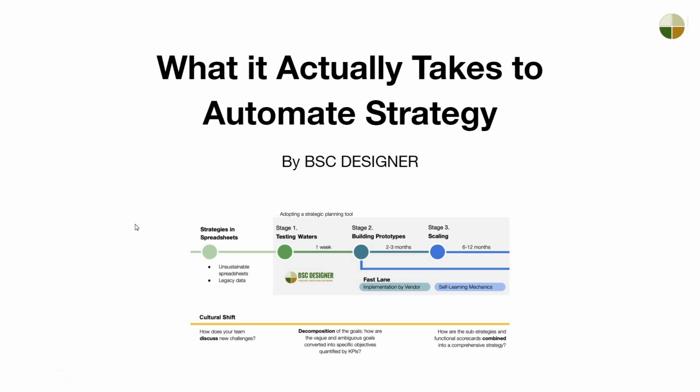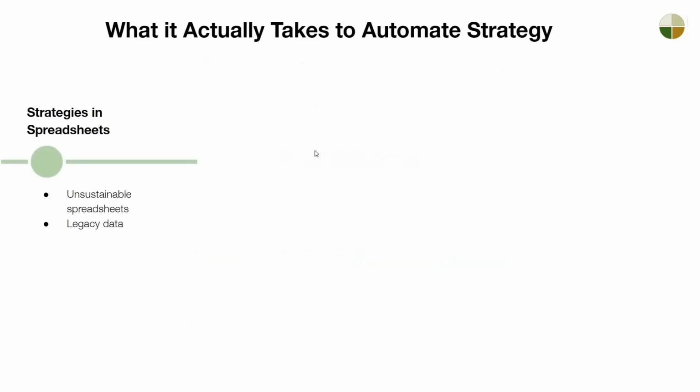In this video, we'll explore some typical challenges that organizations face when implementing strategic planning software. We'll talk about timelines, risks, and cultural change needed. Most organizations already have their strategy automated in some way. Typically, it's an Excel spreadsheet with weighted KPIs and goals, and sometimes there is also a strategy map created in the presentation software. With increasing scale and complexity, such spreadsheets become unsustainable.